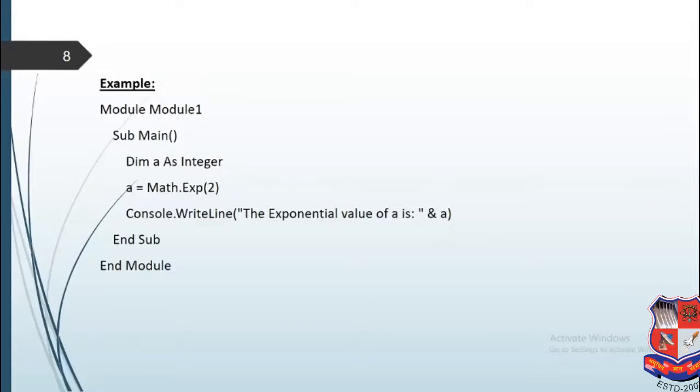Let's see the example of the EXP function. Here we can calculate the EXP value of 2. So we write Math.Exp(2) and display the result. The answer will be 7.389. We all know that in VB.NET for displaying output we can use the Console.WriteLine function.